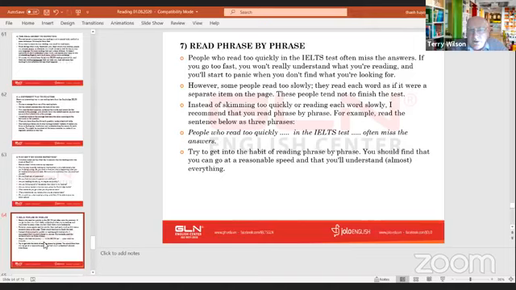So instead of skimming too quickly or reading each word slowly, I recommend that you read phrase by phrase. For example, read the sentence below as 3 phrases. People who read too quickly in the IELTS test often miss the answers. Try to get into the habit of reading phrase by phrase. You should find that you can go at reasonable speed and you'll understand almost everything. And actually, in speaking, speaking phrase by phrase is what is known as chunking, and it's quite a natural thing to do in English.